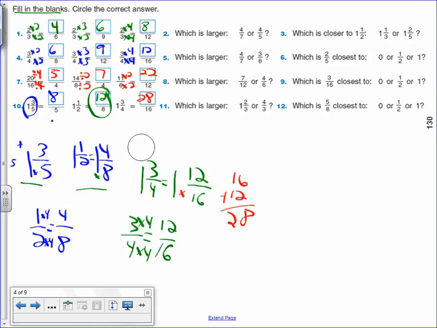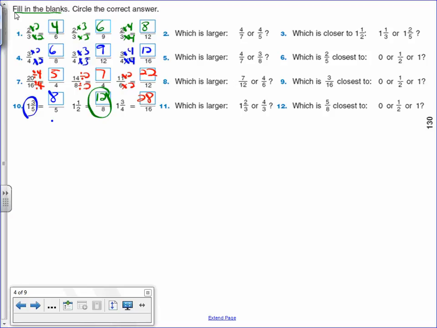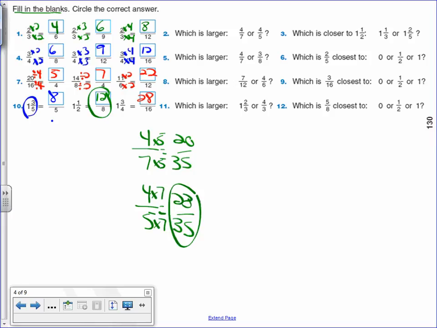I'm going to erase this down at the bottom here so I've got some room to work out these next problems. Which is larger, 4/7 or 4/5? Well, let's check. Common denominators, 7 and 5. What do they both go into? They both go into 35. 7 times 5 equals 35. 4 times 5 equals 20. 5 times 7 equals 35. 4 times 7 equals 28. 28 is larger, which means 4/5 is larger. Boom. Next problem.